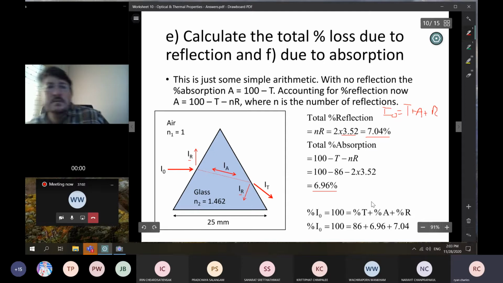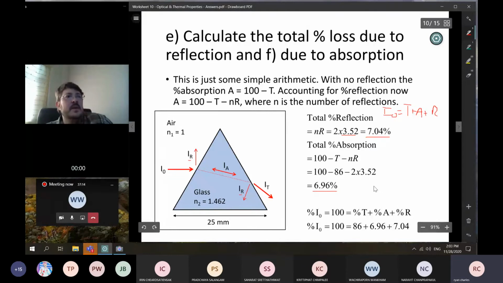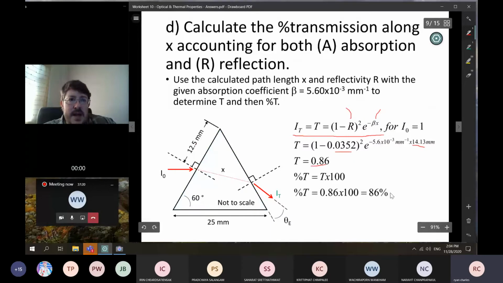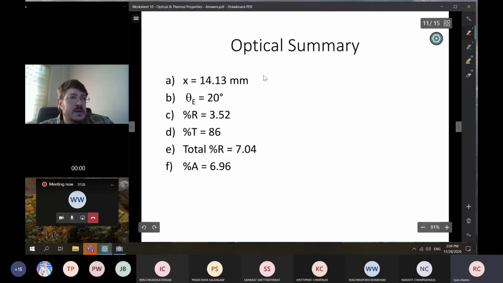Some of you got that, or got close to that, and some of you had really, really small, weird numbers like 0.0004% or something. Again, if this stuff's supposed to add up to 100, and you're calculating numbers like 86, 0.00004 doesn't make any sense. All right, so this was a summary.